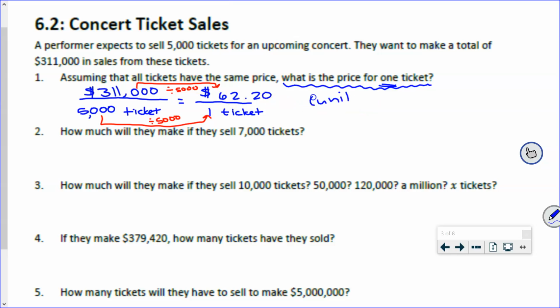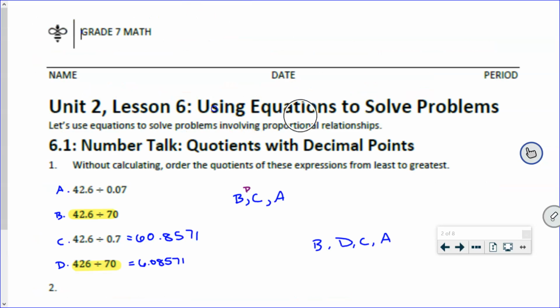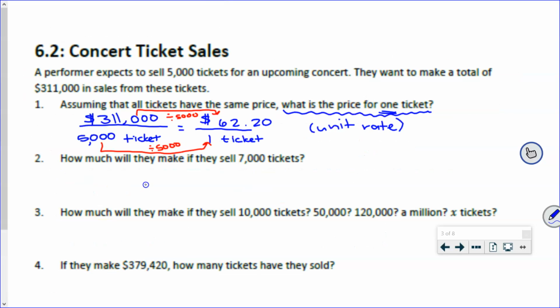Keep that in mind. We're going to practice unit rate a little bit more, but I do want us to not forget what we have done in the past with our unit rate. So how much will they make if they sell 7,000 tickets? Now, we can answer this question by using that unit rate. But I want us to do what it says here and use equations. So let's write the equation first.